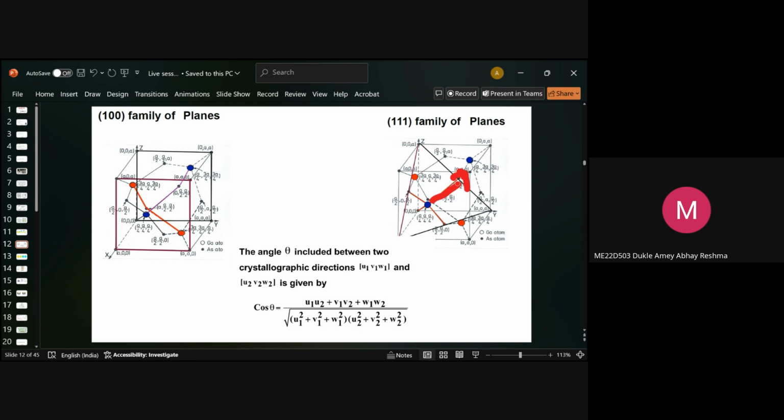So this vector is actually perpendicular to the plane. So this gives you information about the plane basically. If you take an inverse of the direction, you get the plane. So that is how it works basically.